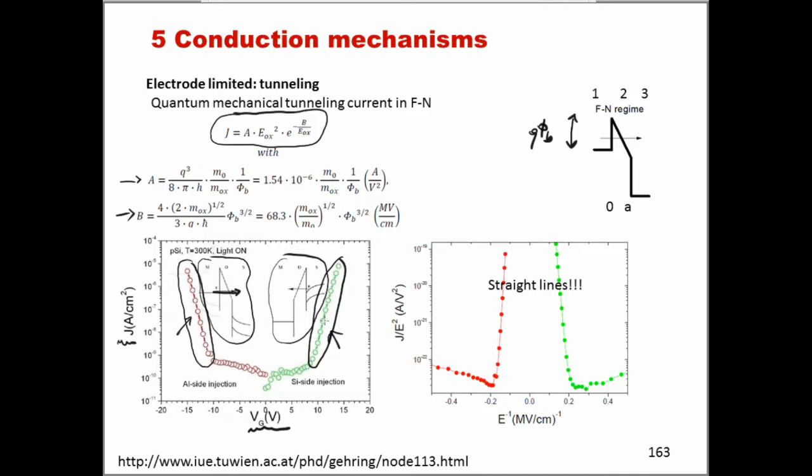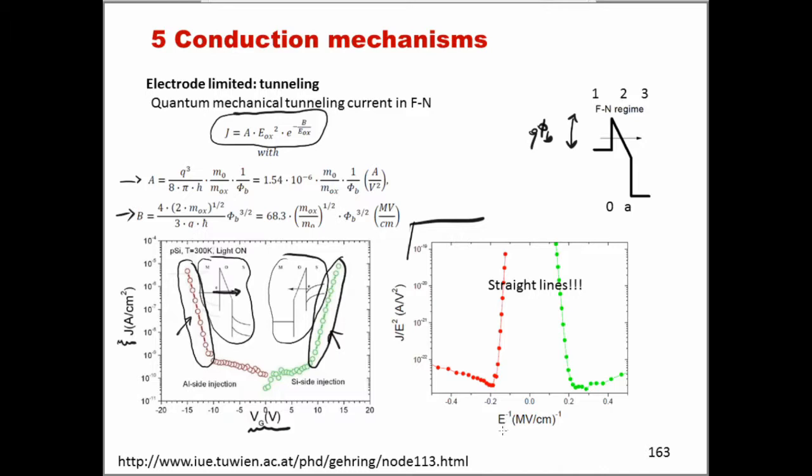Now, in order to highlight whether we have Fowler-Nordheim tunneling or not, what we have to do is a special plot, which is shown here. If we plot on a logarithmic scale J over E squared, and on the abscissa we put the inverse of the electric field, please remember that this is the electric field in the oxide where the Fowler-Nordheim tunneling is taking place.